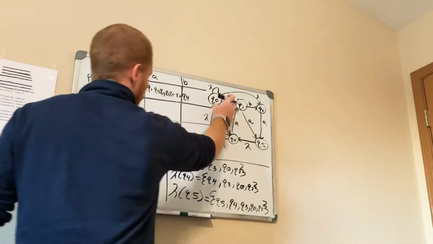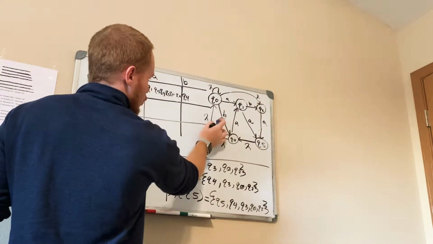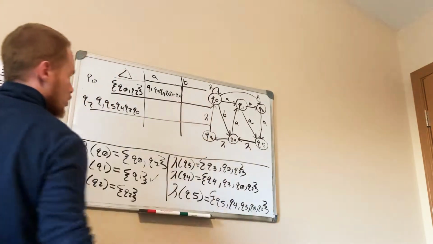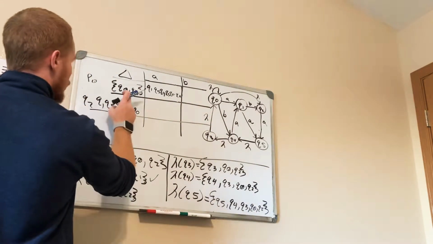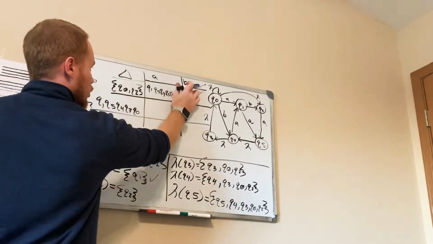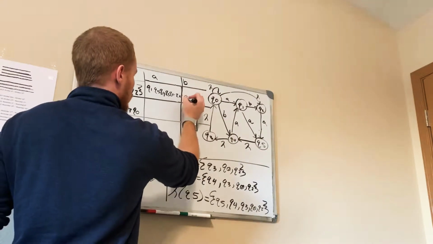I had to pause the video and correct something. I forgot that I had a transition using B from here, so let me erase this. Back to where we were in the B column: where can I go from Q0 with input B? From Q0, I can take input B and go to Q4.